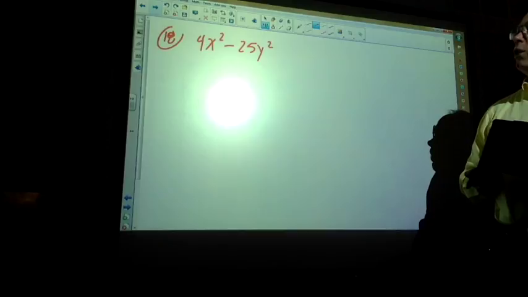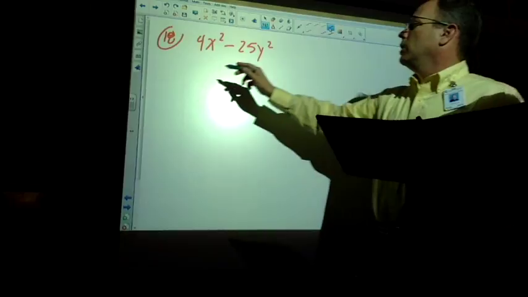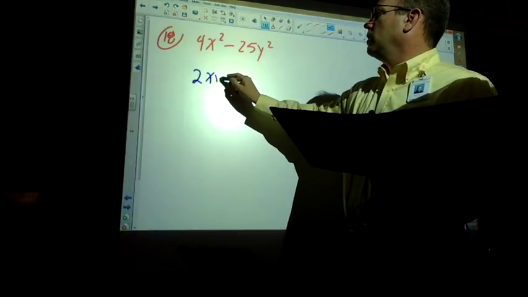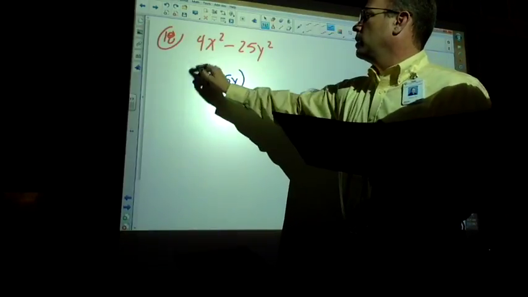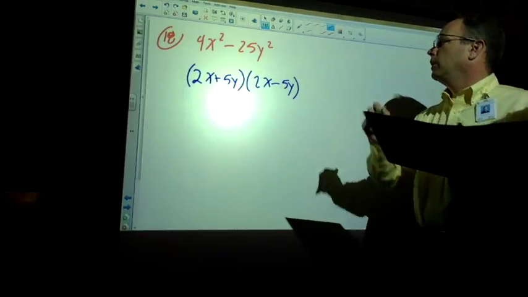So this looks like it could be the difference of two squares, meaning 4x squared is the same thing as 2x times 2x. 25y squared is the same thing as 5y times 5y. So this is the difference of two squares. So I'm going to get 2x plus 5y and 2x minus 5y. Done.